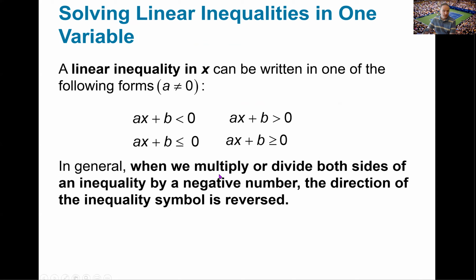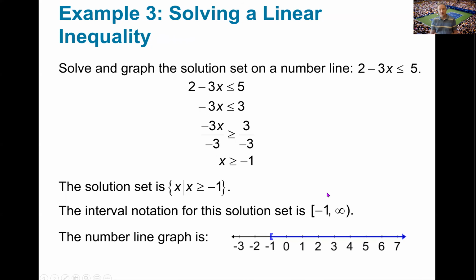Now, the only thing you need to remember here is that you solve an inequality the exact same way you solve an equation. The only exception to that, and I have it right here in bold print, is that when we multiply or divide both sides of an inequality by a negative number, the direction of the inequality symbol is reversed. So if you divide by a negative on each side, then if it was greater than to begin with, it's going to change to less than. If it were less than or equal to begin with, it's going to change to greater than or equal to. Let's see that in action here.